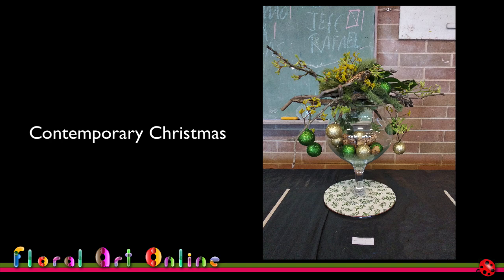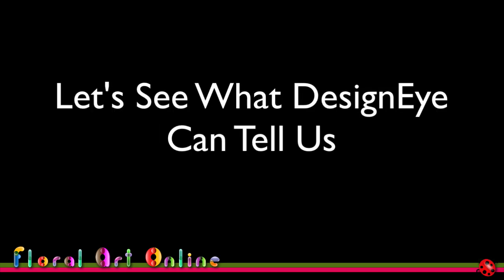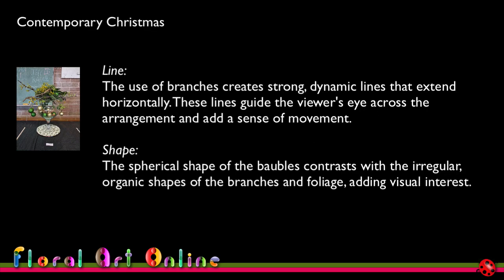So let's now give it to DesignEye and see what it has got to say when it analyses the design. Looking at line, first of all, the use of branches creates strong dynamic lines that extend horizontally. These lines guide the viewer's eye across the arrangement and add a sense of movement. And that's very important because it is hard to get a horizontal line in a design that doesn't cut off the design. So I'm very happy that I managed to get some movement through these branches and the placement of these branches.